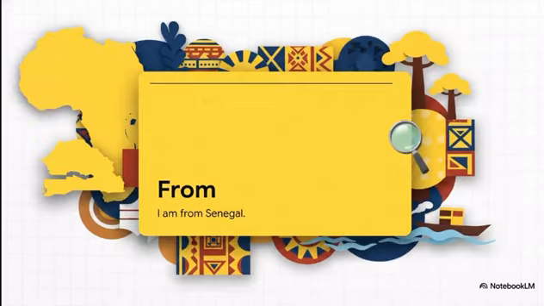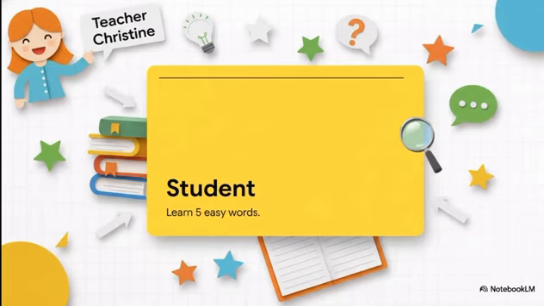Now, our third card is from. Anna uses this tiny word to easily share her origins, stating she is from Senegal. It's an incredibly useful piece of vocabulary because it instantly gives the person you're speaking with a little bit of context about your background.